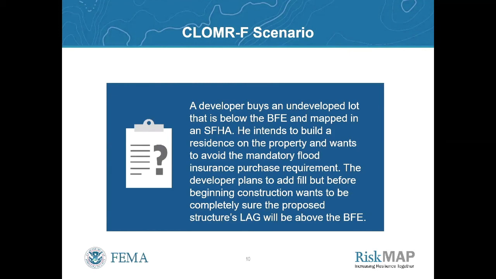So this slide is just a CLOMRF scenario. A developer buys an undeveloped lot that is below the BFE and mapped as SFHA. He does intend to build a structure on it and wants to avoid that mandatory purchase requirement. So prior to construction, he wants to be absolutely sure that his proposed LAG for that structure will be above the BFE. So the developer can submit a proposed LAG to FEMA and get FEMA's comment on it. A CLOMA is another MT1 option for a proposed structure, but this is for a structure that would not be elevated by fill.